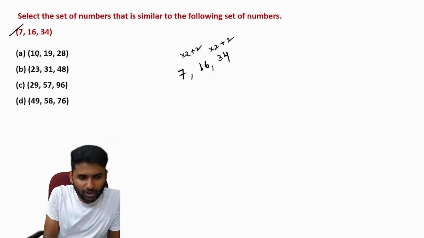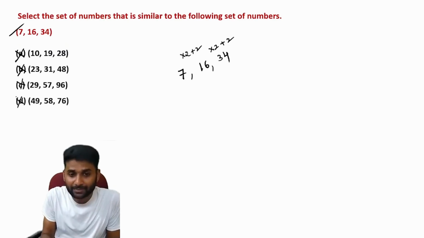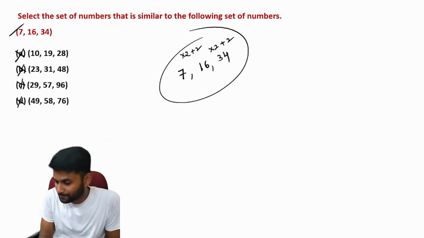Now, if you go through this option, 10 into 2 minus 1, this does not follow our condition. 23, 31 does not follow our condition. If you go through 29 and 57, it also does not follow our condition. And 49, 58, 76 also does not follow our condition. It means this is not the right pattern.